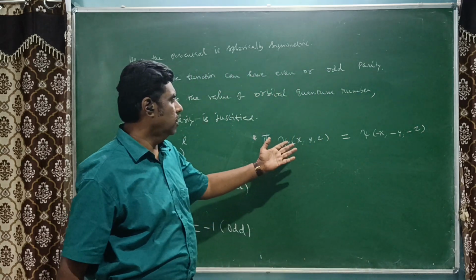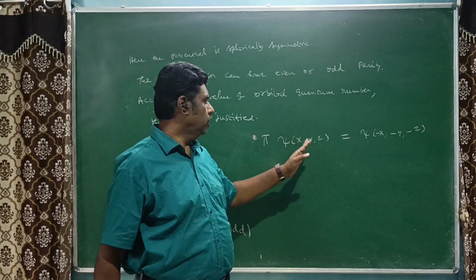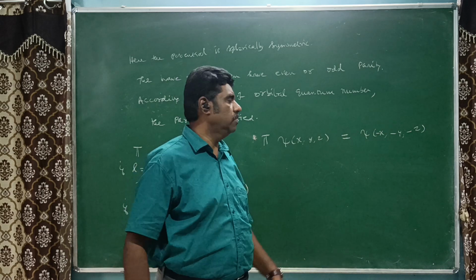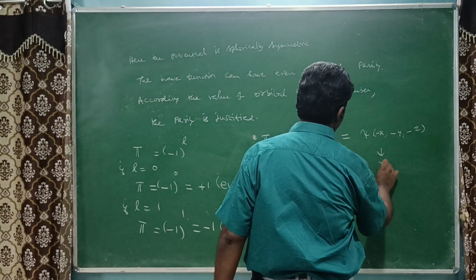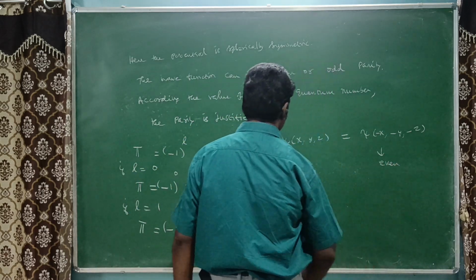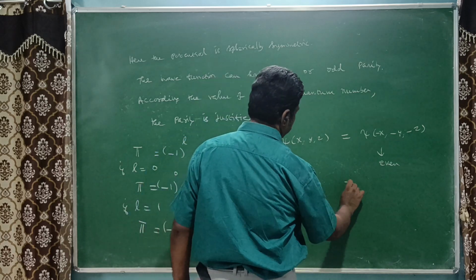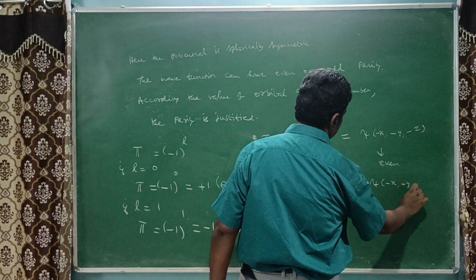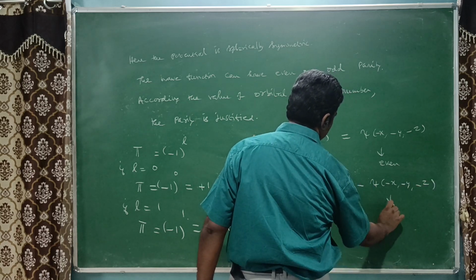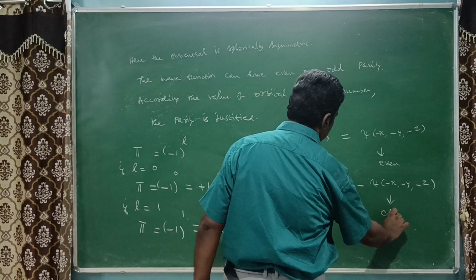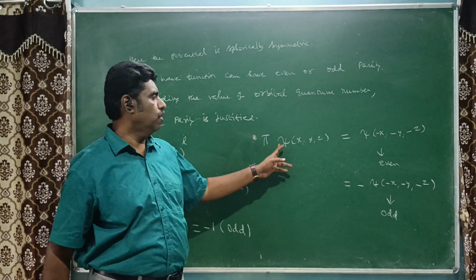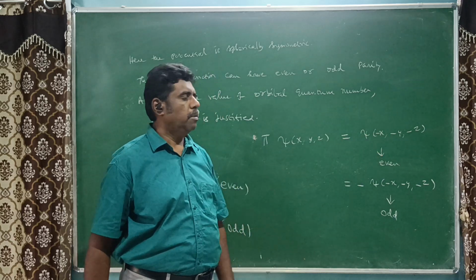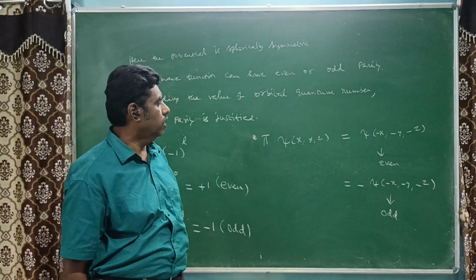If there is no change in the sign of the function, even though the coordinates x, y and z are changed into minus x, minus y and minus z, the parity is even. On inversion of coordinates, if the sign of the function is changed, then the parity is said to be odd. See here, the parity operator acting on psi of x, y, z is equal to psi of minus x, minus y and minus z. The parity is even.